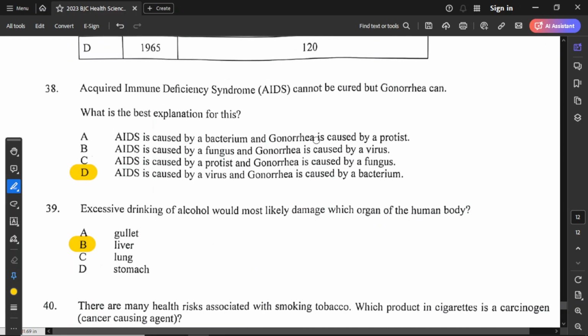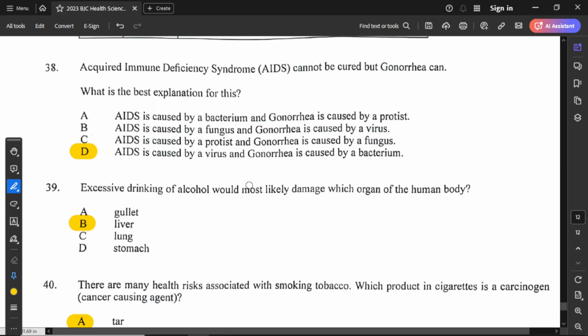Question number 38. They said acquired immune deficiency syndrome, which is also called AIDS, cannot be cured, but gonorrhea can. What is the best explanation for this? And simple: virus, because HIV is a virus, right? HIV leads to AIDS. And with a virus, you really can't cure viral diseases. You only can treat them. But bacterial diseases such as gonorrhea, you can cure by taking antibiotics. All right? So antiviral drugs exist, but they only control. They do not get rid of or cure.